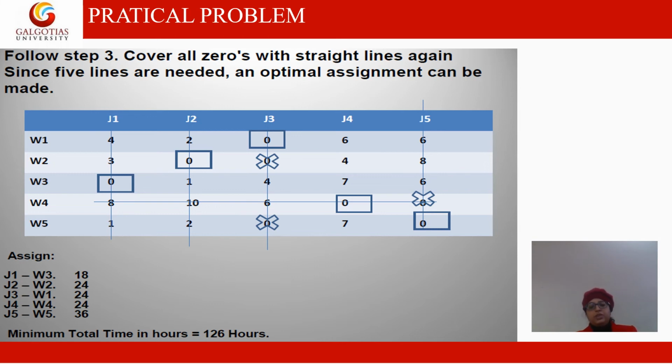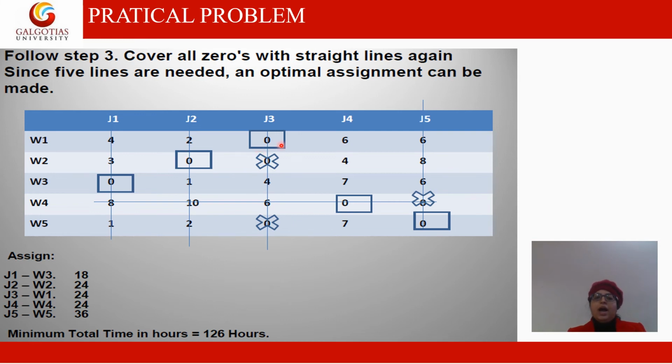Now we have to assign each job to each worker. As we can see, the first job will be assigned to worker 3, which will be at this point. That will be 0. In column 2, that will be J2. The J2 job will be assigned to worker 2. Why? Because it has a 0 assignment over here.